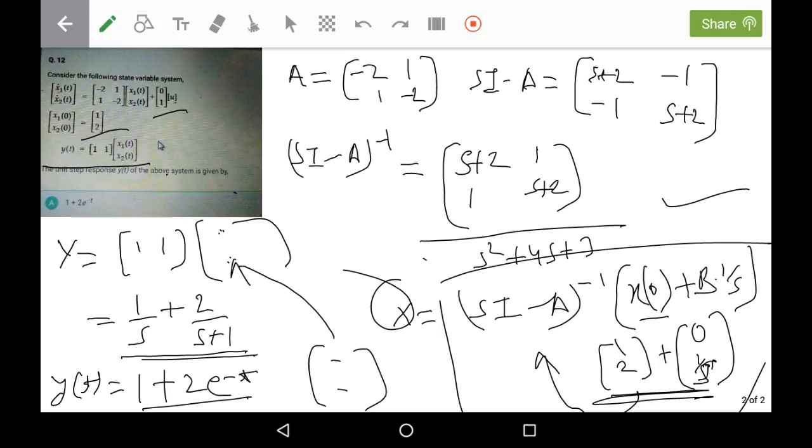So this is the step-by-step solution for the given question, and this type of question is frequently asked in the GATE exam, so you must prepare this type of question more and more.